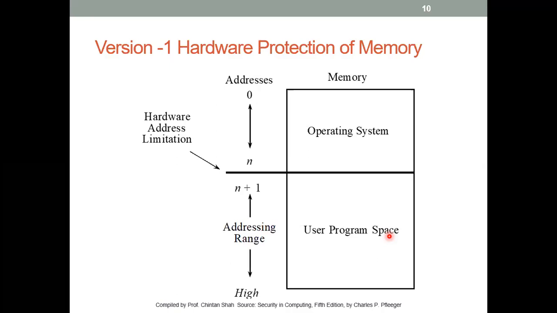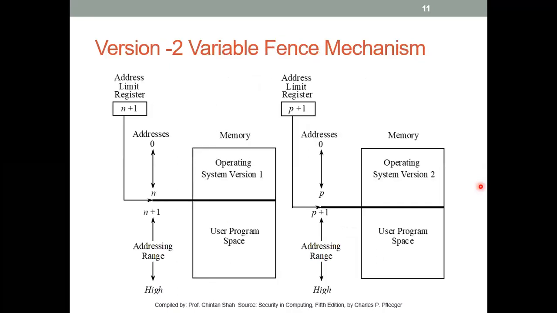Here you had a fixed hardware address limit, which was not allowing you to move the slider up or down. There was a fixed address for the operating system and for the user program space. But the next one, if you can see, is called a variable fence.